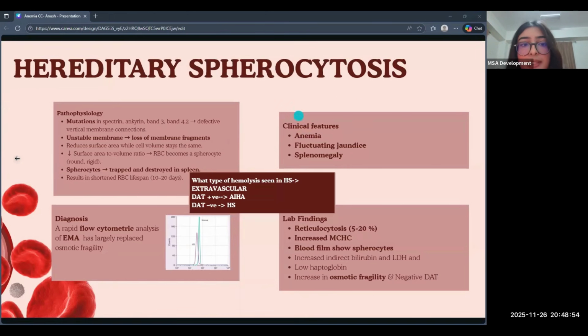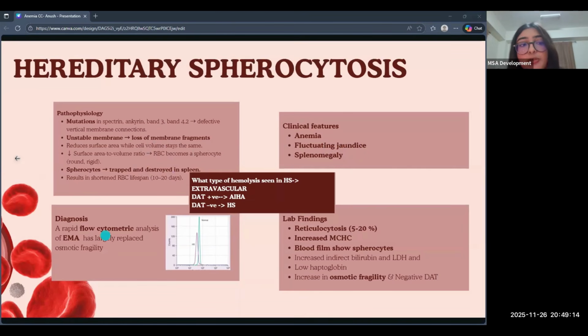Okay, now what do we have as the clinical features? You have anemia, you have jaundice because it's a hemolytic process which would result in jaundice, and we'll have splenomegaly. Why? Because the spherocytes are being trapped and destroyed in the spleen. So eventually, the size of the spleen will become huge.